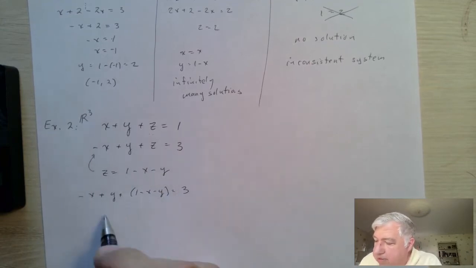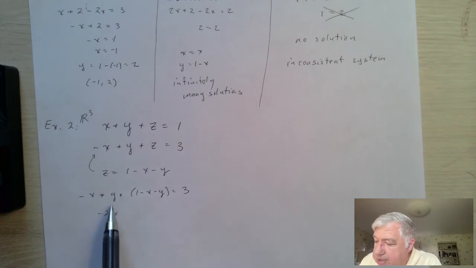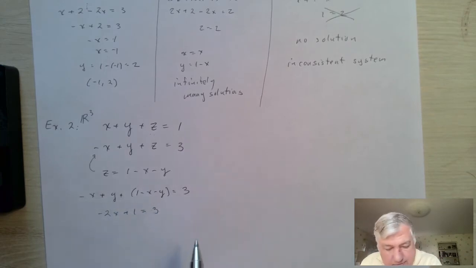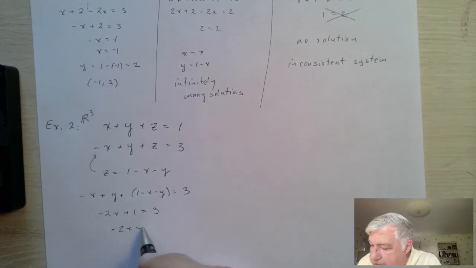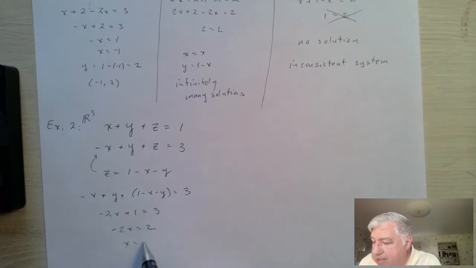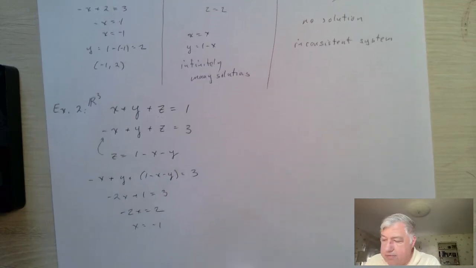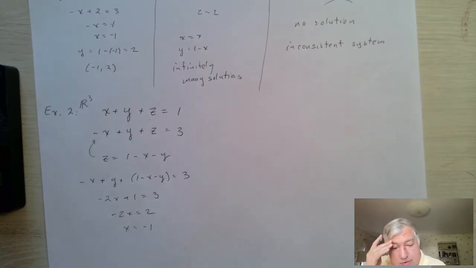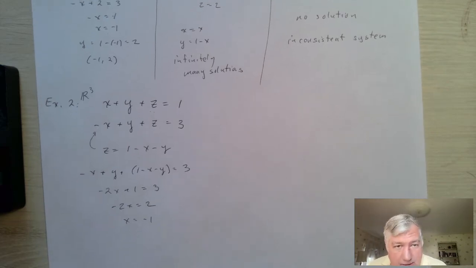Then this will simplify. This is minus 2x. The y's cancel, and we get plus 1 equals 3. So minus 2x equals 2. So x has to be -1. So if this does have a solution, then x has to be -1, no matter what else happens.